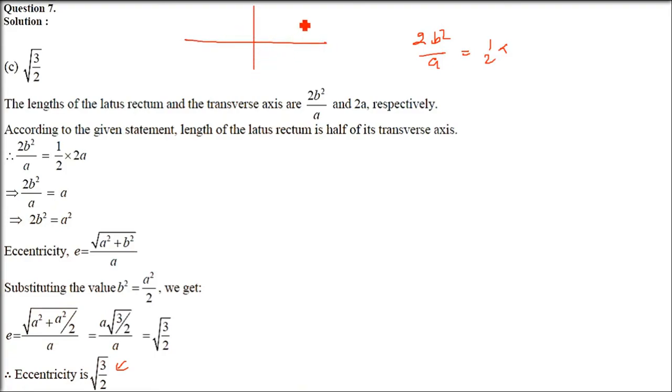What is the transverse axis? It's going to be 2A. This transverse axis, A this side means A, so it's going to be 2A. Half into 2A, what do you get? The 2 gets cancelled. 2b square is A square.